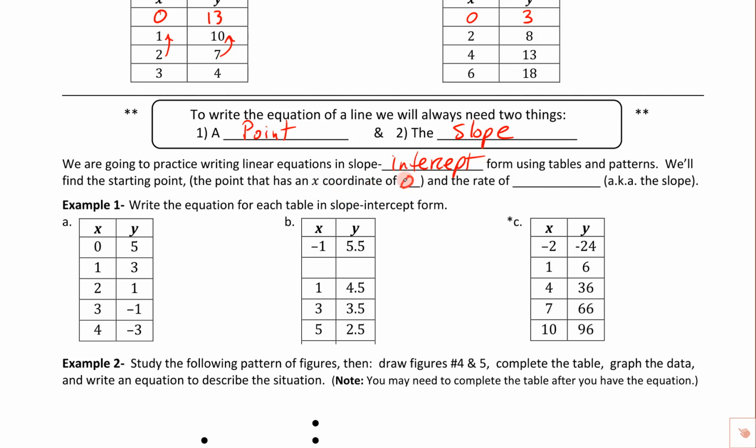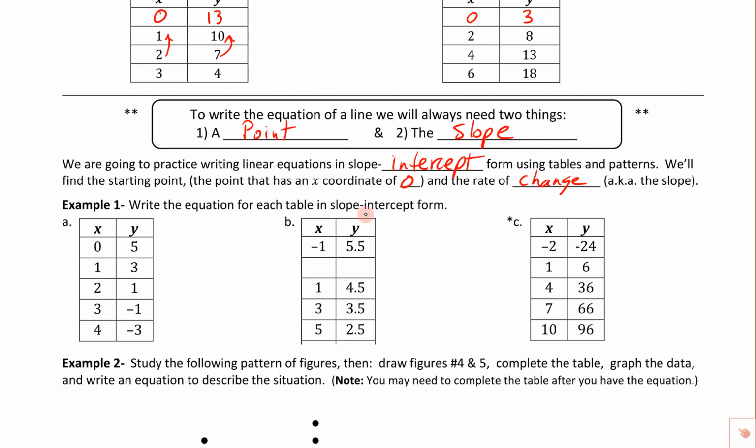x-coordinate of 0. That's kind of like our timekeeper. When x is 0, that means we're kind of starting a stopwatch. We're starting the whole experiment or starting the observation or whatever it happens to be, and that's what our starting point is going to be. And then the rate of change. Remember, the rate of change is also known as the slope. So it says, write the equation for each table in slope-intercept form.